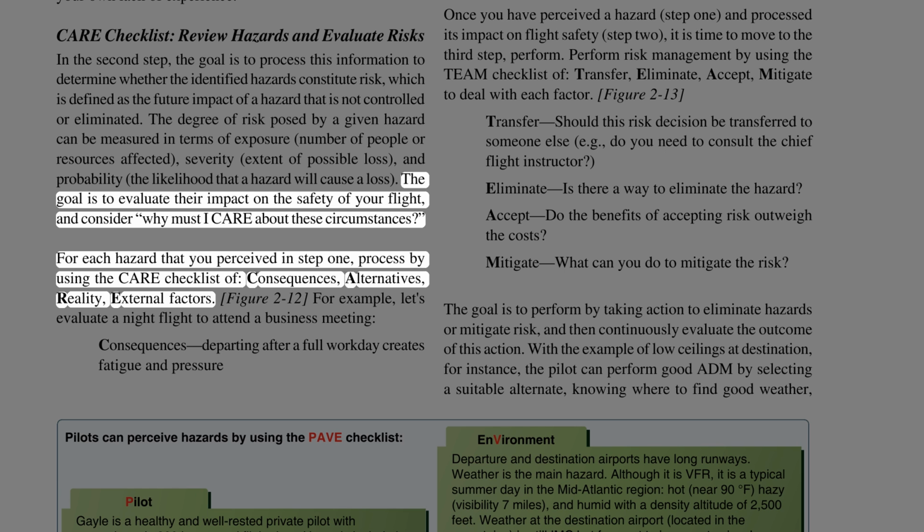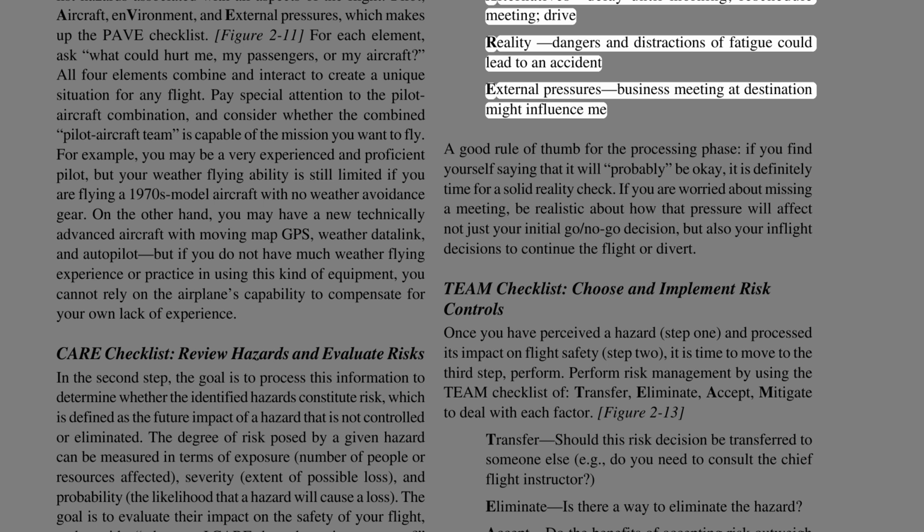The goal is to evaluate their impact on the safety of your flight and consider, why must I care about these circumstances? For each hazard that you perceived in Step 1, process by using the CARE checklist of consequences, alternatives, reality, external factors. Figure 2-12.